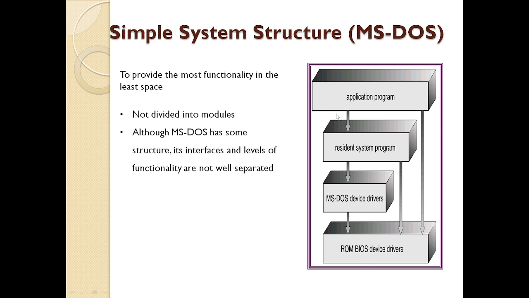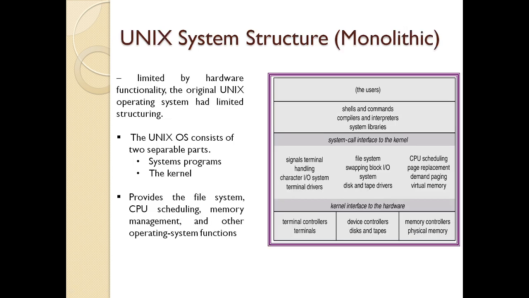To avoid these problems, we move to the next level of system structure, called the Unix system structure. It is called the monolithic structure. The monolithic structure is used for uniprogram or single-user systems, so we can use this type of operating system structure for them.